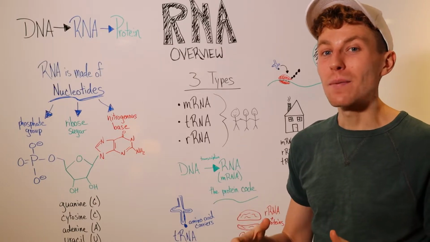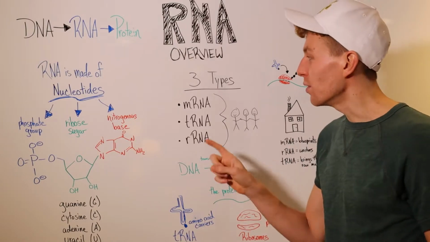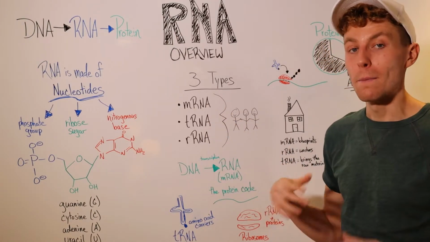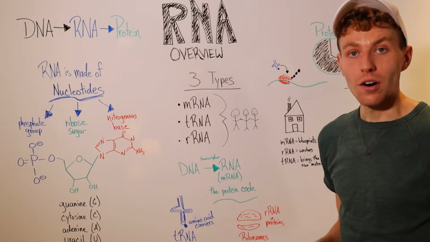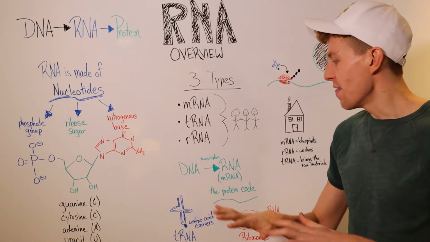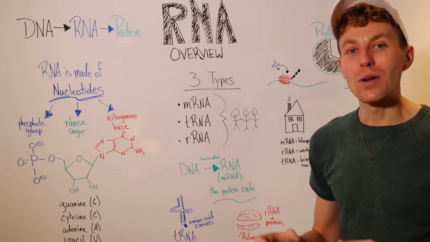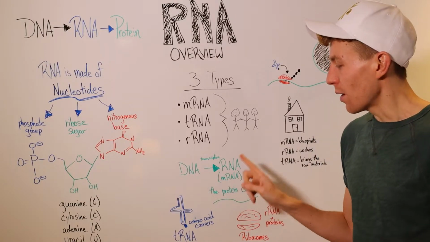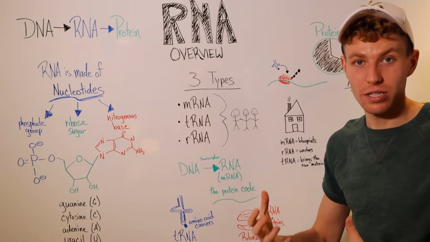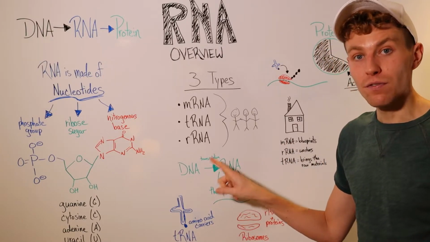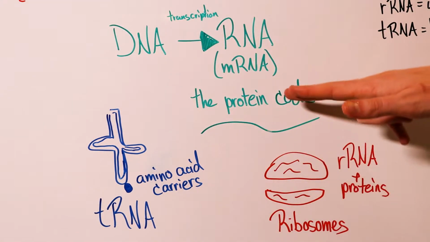Now, when we actually talk about building that protein, that's when we need the three types of RNA. And those three types are mRNA, or messenger RNA, tRNA, or transfer RNA, and rRNA, or ribosomal RNA. And they all work together because we love collaboration. And they work together in order to make that protein. Now, the first component we need is the mRNA, which is going to actually be the instructions to build the protein. And that comes directly from our DNA through the process of transcription. So that's the protein code.